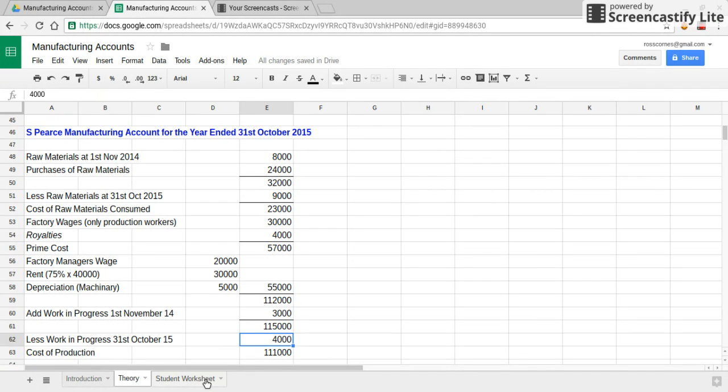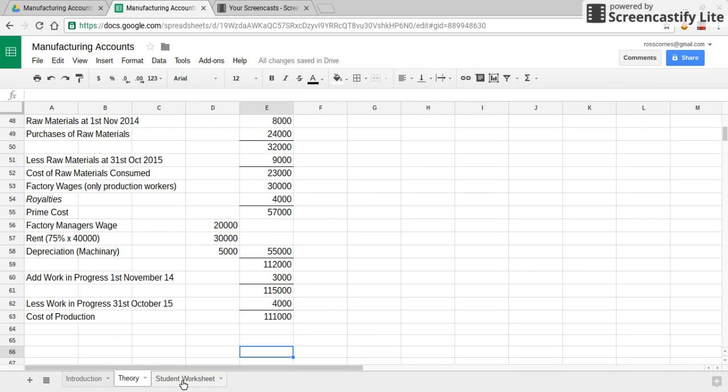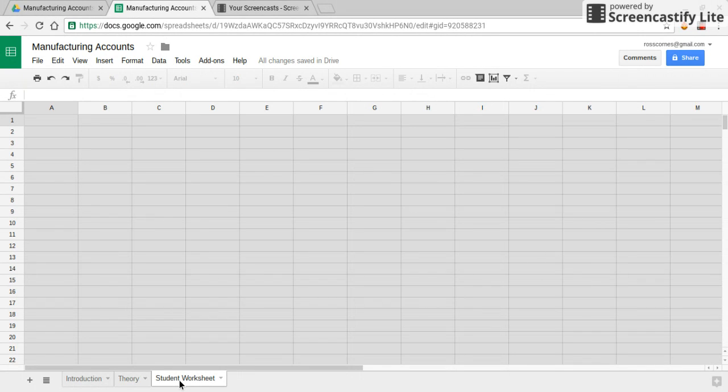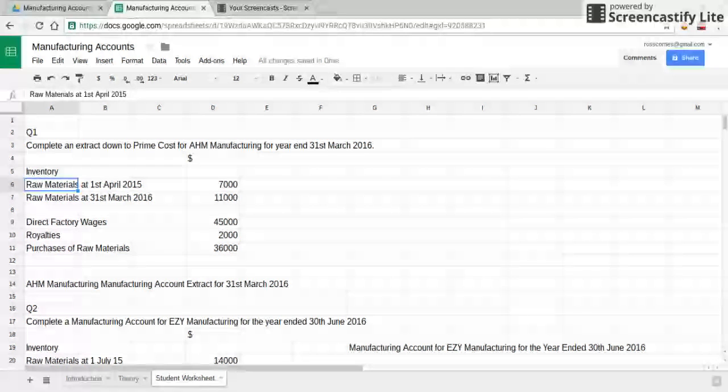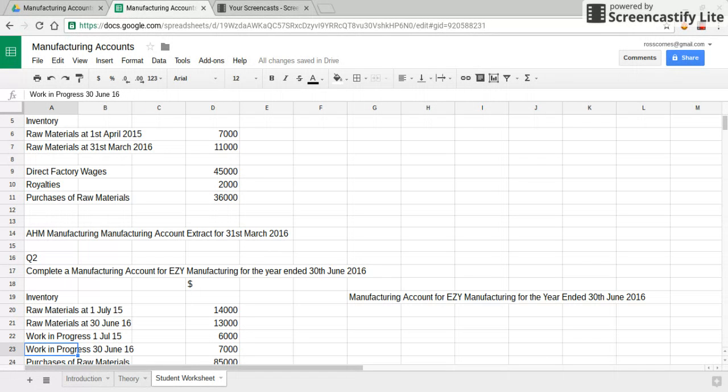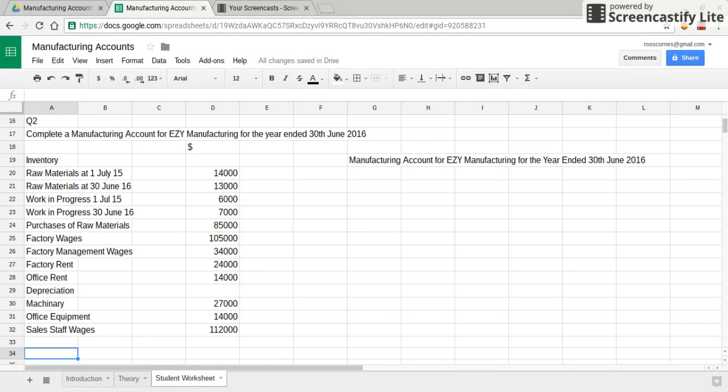Right, that really covers the theory for this lesson. It's quite nice and short. What I would like you guys to do is, you've got a student worksheet there, you've got an example where you've got to do a prime cost, and then you've got an example where you've got to do a full manufacturing account. Over to the right, you'll find a checklist saying what you can and can't do. But good luck with that, and then welcome back shortly, where you'll see the second video, which is going to cover what we do in the final accounts. Thank you very much. Bye.